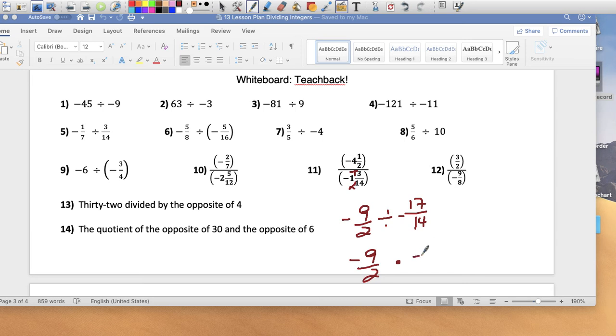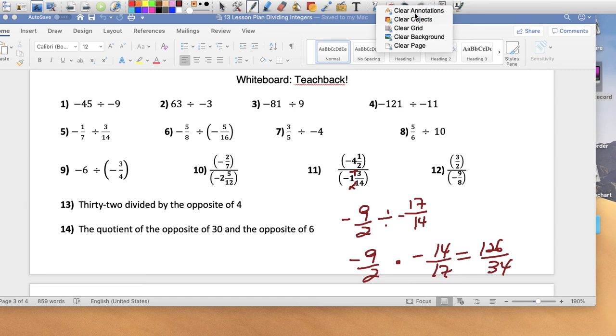Change the multiplication, and we're going to change this to its reciprocal, which is 14 over 17. Multiply across, negative times negative is a positive. 9 times 14, I have no idea. 6, 3, 126. 2 times 17, it looks like 34. I'm not going to simplify because I don't want to, but that would have been completely fine.